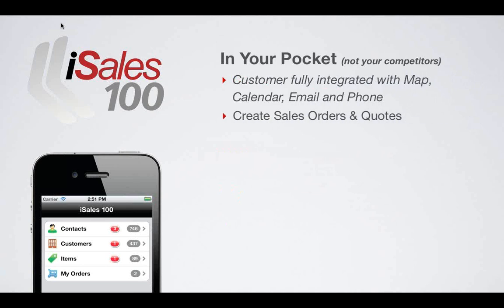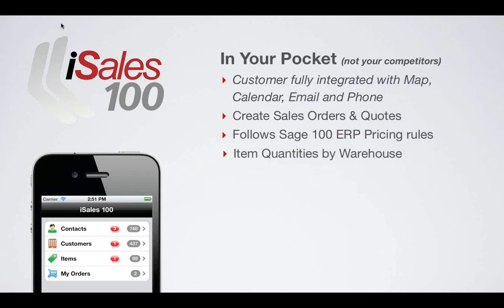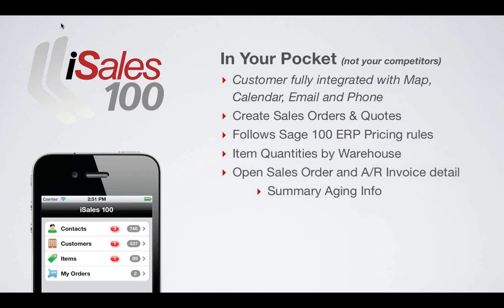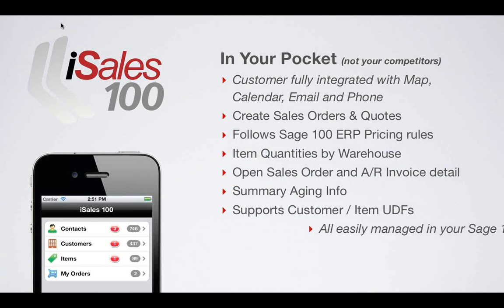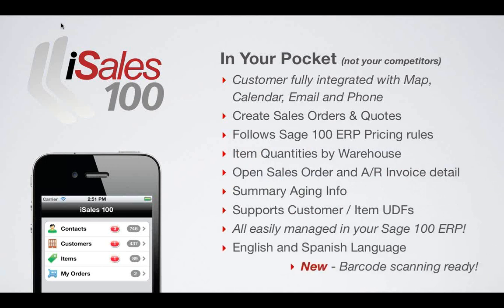So imagine further, in your pocket, but not in your competitor's pocket, you have these other things such as fully integrated into the map, calendar, email, and phone right out of the box. The ability to create sales orders and quotes following all of the pricing rules that you have within your Sage 100 system.